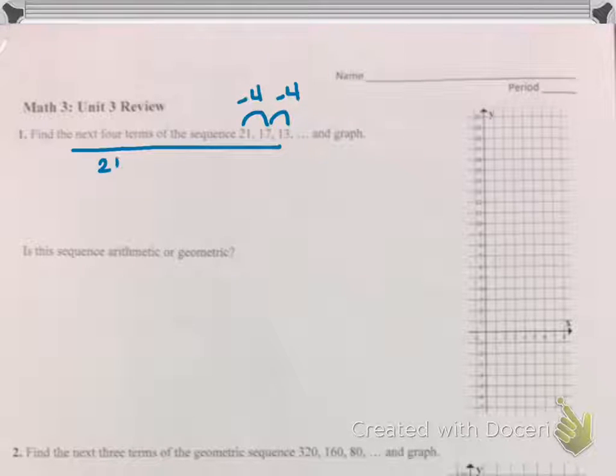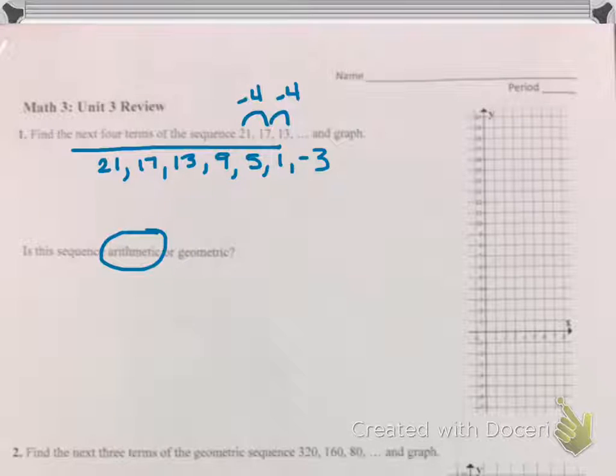So my first term is 21, my second term is 17, my third term is 13. If I subtract 4 from that, my next term will be 9. Subtract 4 from that, so my next term will be 5. Subtract 4 from that, my next term will be 1. And then subtract 4 from that, and my last term that I needed to find will be -3. So was this an arithmetic or a geometric sequence? This had to be arithmetic because I added or subtracted a number to get from one term to the next.